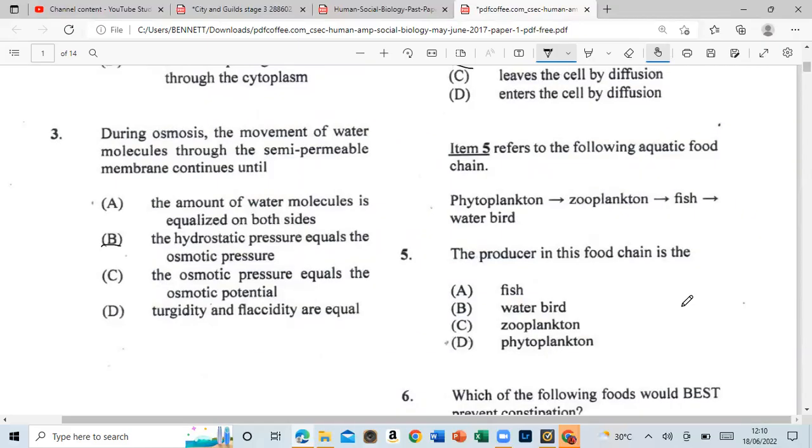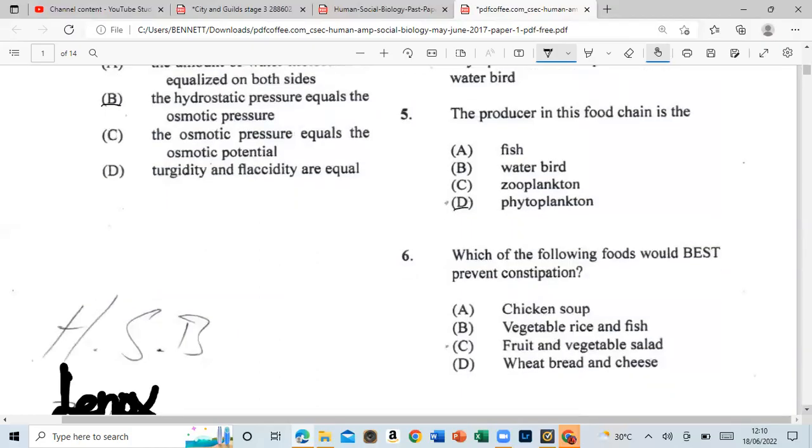Number 5 refers to the following aquatic food chain: phytoplankton, zooplankton, fish, water bird. The producer in the food chain is the plant, the phytoplankton.